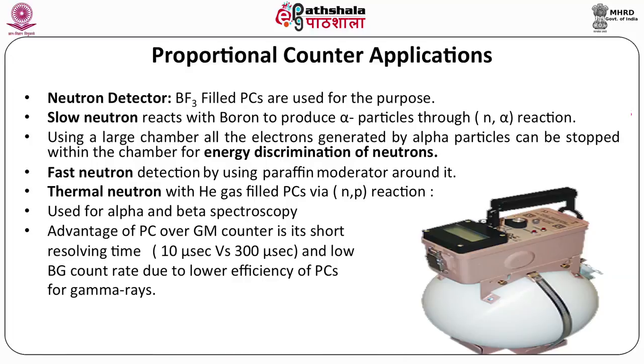The advantage of the proportional counter over the next gas filled detector that we are going to discuss, the Geiger counter, is its short resolving time. That means if two radiation events happen within less than 10 microseconds, then the proportional counter would not be able to register them as two events. We will see later the Geiger-Müller counter has a resolving time much larger than the proportional counter. So this is because it has a low resolving time.